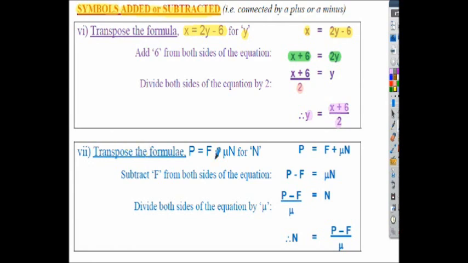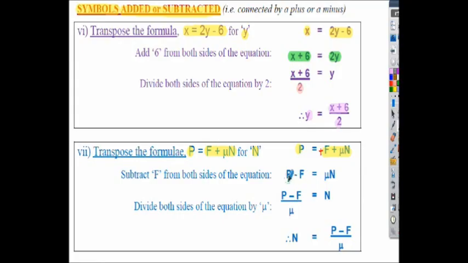In item 7 here, we're asked to transpose the formula P is equal to f plus mu times n, that's a Greek symbol there, for n. So given the equation P is equal to f plus the mu times n, I'm asked to make n the subject of the equation, so the first thing I'm going to do is remove the f from the right hand side. Don't forget there's a positive in front of the f here, so to remove it I'm going to subtract f from both sides of the equation.